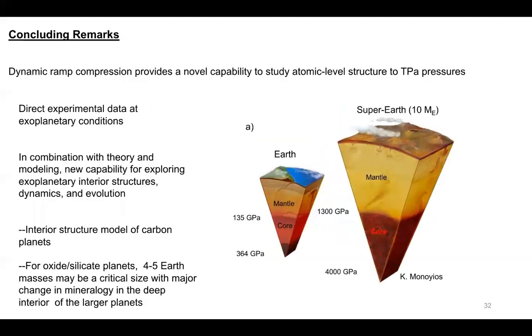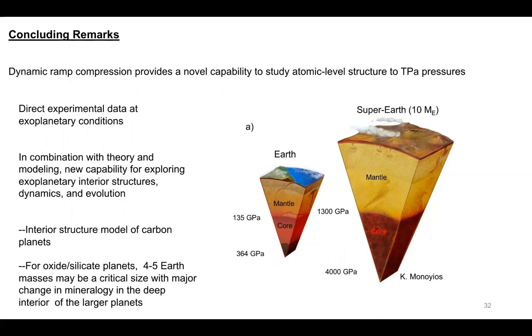I just tried to show that dynamic ramp compression gives us a novel capability to study structures up to terapascal pressures. I've tried to be, I think, fairly honest about the strengths and weaknesses of the technique. I think the important things about it are we can get direct experimental data at these conditions. In combination with theory and modeling, we can make advances in understanding extrasolar planets. And you know, our results today are so far pretty limited.